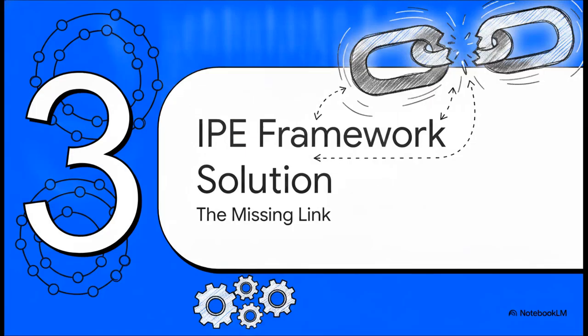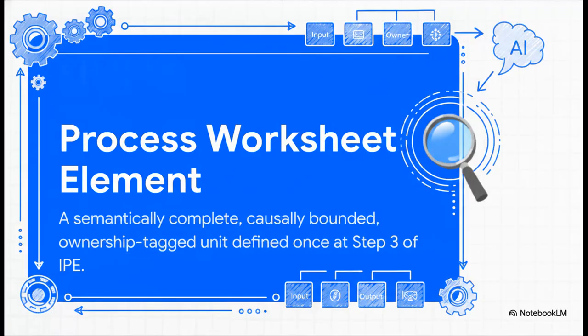That's part 3, the IPE framework solution. The missing link that actually fixes this underlying indexing problem isn't just another AI plugin. No, it's a proven business governance framework called a Process Worksheet Element. This is defined as a semantically complete, causally bounded, ownership-tagged unit, and it perfectly structures your data before the AI ever even touches it. It's not some random slice of a document. It's a complete fact that describes a purpose, its inputs, an owner, and its outputs in full.